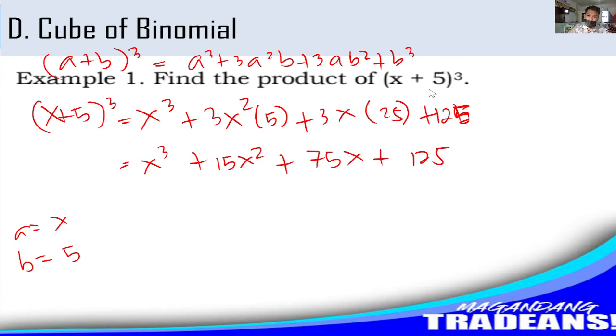And how were we able to get 25? Because we have B squared. And how do we get 125? Because of B cubed. Our B is 5. 5 times 5 times 5, that is 125. And we are going to multiply it further or simplify. 3 times 5, that is 15. And 3 times 25, that is 75. Then copy 125. And this is now the final answer. Okay, so that is now the cube of a binomial.